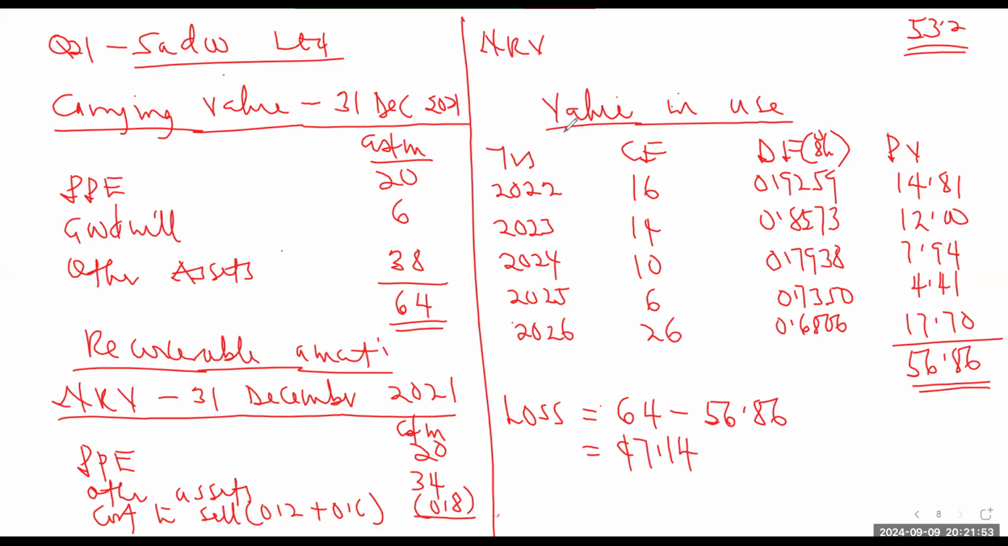Goodwill is already out. Okay, so we have the allocation of impairment here. Goodwill will take how much? 6. Okay, so goodwill will take 6. If goodwill is taking 6, what will be the remaining portion of the impairment? The remaining portion will be for the other assets.